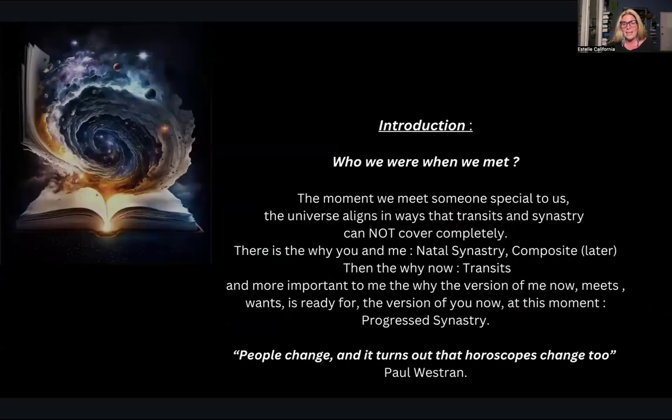Who we were when we met. The moment we meet someone special to us, the universe aligns in a way that transit and synastry cannot cover completely. This is the why you and me, natal synastry, composite comes a bit later in the relationship, then the why now, transits. And more important to me, the why the version of me now meets, wants, is ready for the version of you now at this moment, progress synastry.